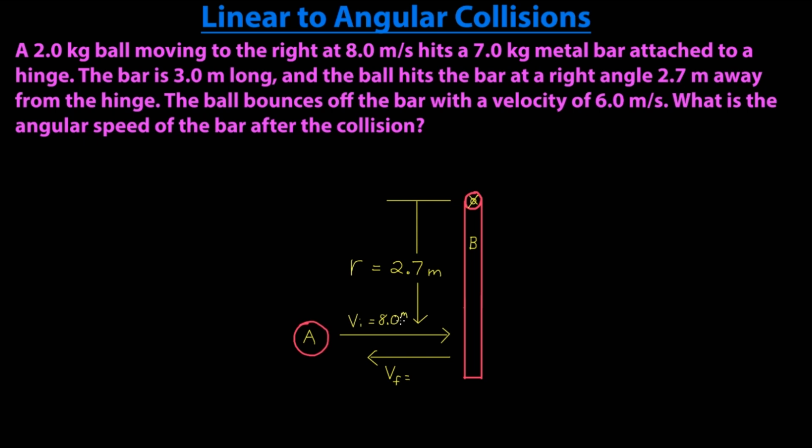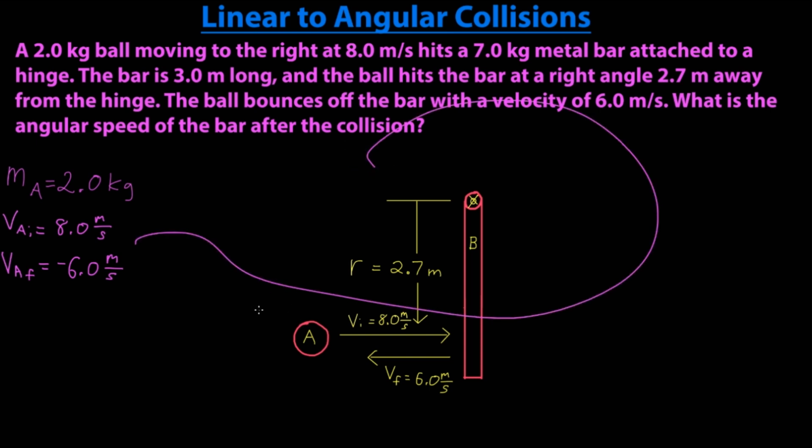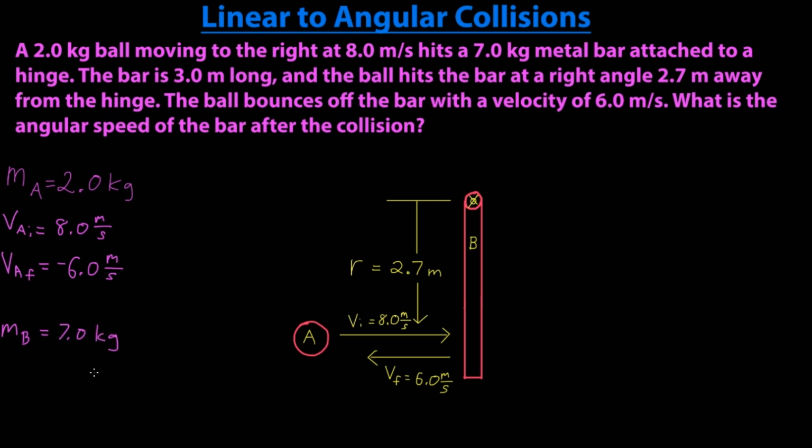So I'm going to add some things into my drawing. Velocity to the right is 8 meters a second. The velocity of the bounce is 6 meters per second in the opposite direction. All right, let's start out how we usually start, by listing givens. I'm going to make the ball object A, so mass A is 2 kilograms. Velocity initial is 8 meters per second. Velocity A final, it's going back the other way, so I'm going to make that negative. This will translate to rotational, but I will discuss that in a moment. Mass object B, which is the bar, is 7 kilograms. The length of the bar is 3 meters, and the distance the ball hits the bar is 2.7 meters. And again, that's a distance from the axis, so I'm going to call it a radius.